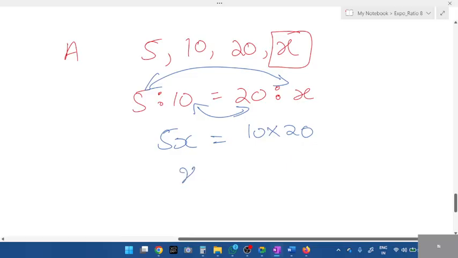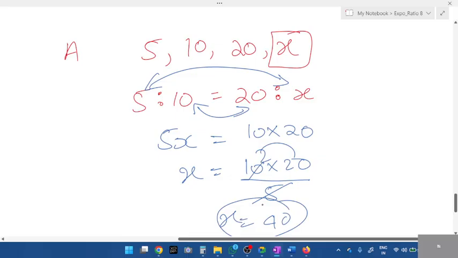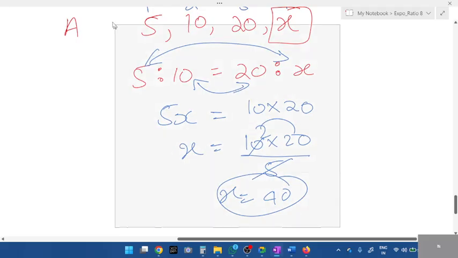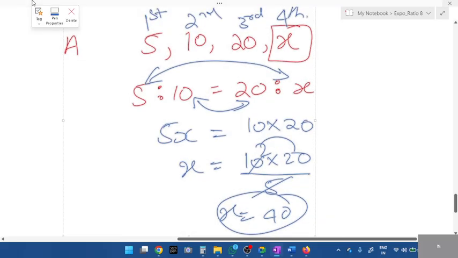How do you find the value of X, students? 10 into 20, divided by 5. 5 ones are 5, 5 twos are 10. What's the value of X? X is equal to 40. Here, which proportion was missing? We have four proportions: first, second, third, and fourth. Which one was missing? The fourth one was missing. Understood how to solve if the fourth one is missing? Yeah, this is how we solve.